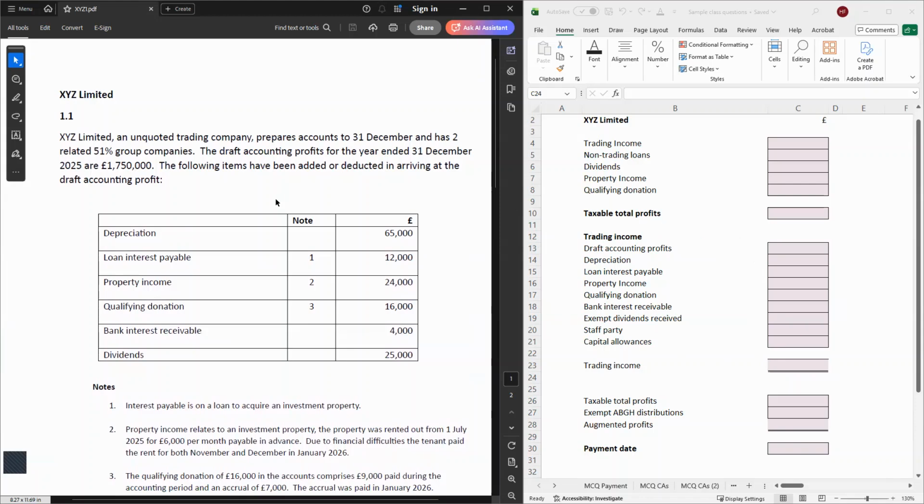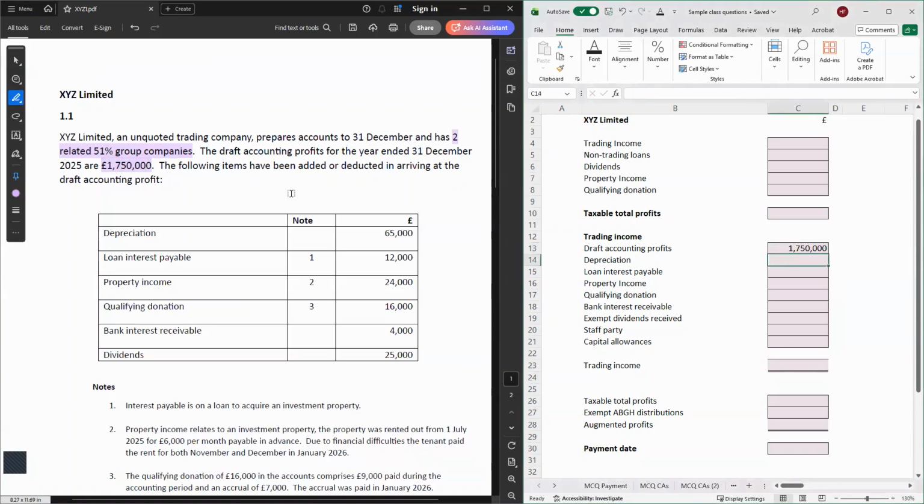So XYZ Limited, an unquoted trading company, prepares accounts to 31st of December and has two related 51% group companies. So this is key to note for a later part of the question when we're looking at tax payments. So in total, we know there'll be 3 associated companies, as we've got XYZ and then 2 associated companies. The draft accounting profits for the year ended 31st of December 2025 are 1.75 million. So we can put that number into the draft accounting profits box in the trading income calculation.